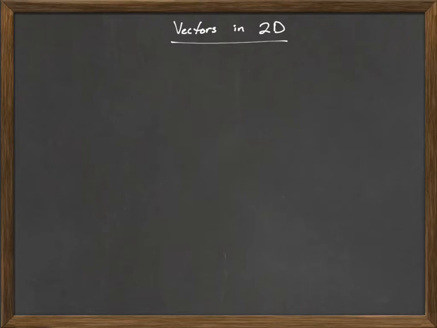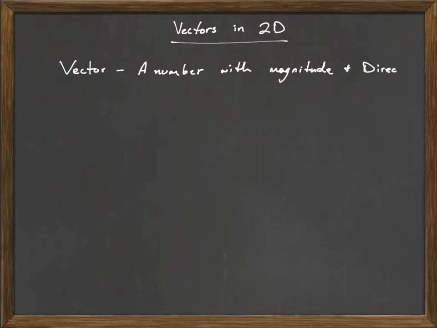Okay, so to start the conversation, let's look at a basic idea of a vector. We've already discussed some things with vectors, right? So let's put the definition back. A vector is a number with magnitude and direction. Now before, magnitude was simply the number and direction was the positive or negative sign.